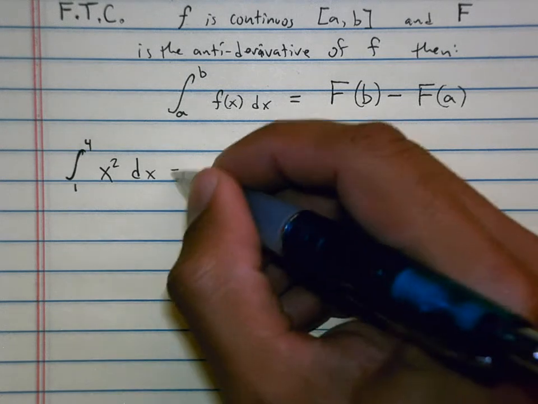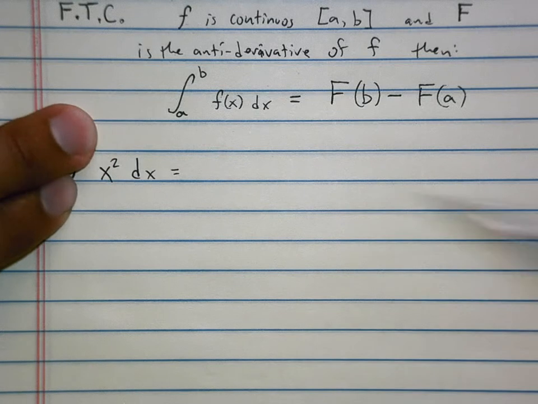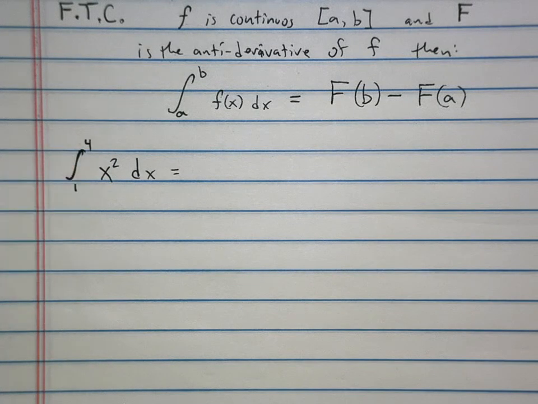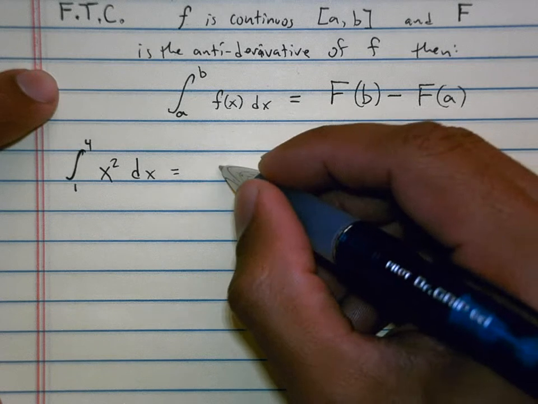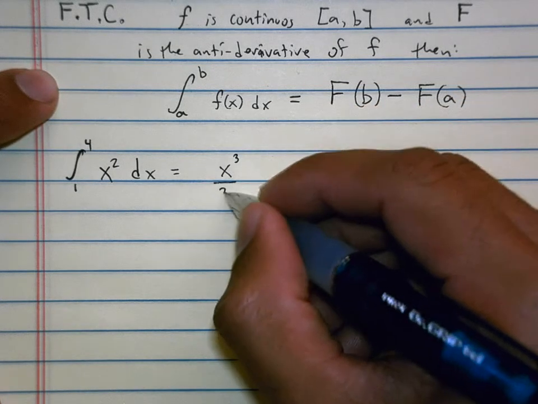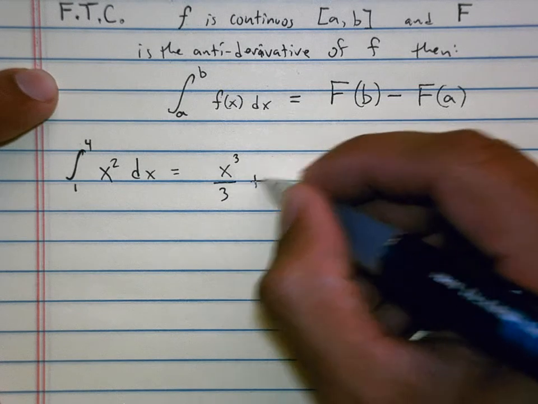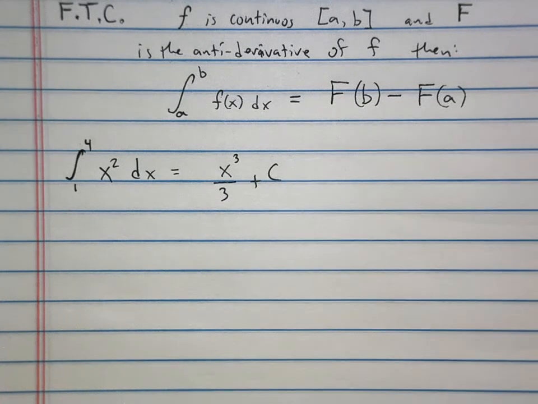So I think most of you actually still remember, if I were to ignore the 1 and the 4, you guys should know how to find the integral of x squared with respect to x, right? It would be x cubed over 3 plus c. Okay, so I've actually taken the integral, haven't I?